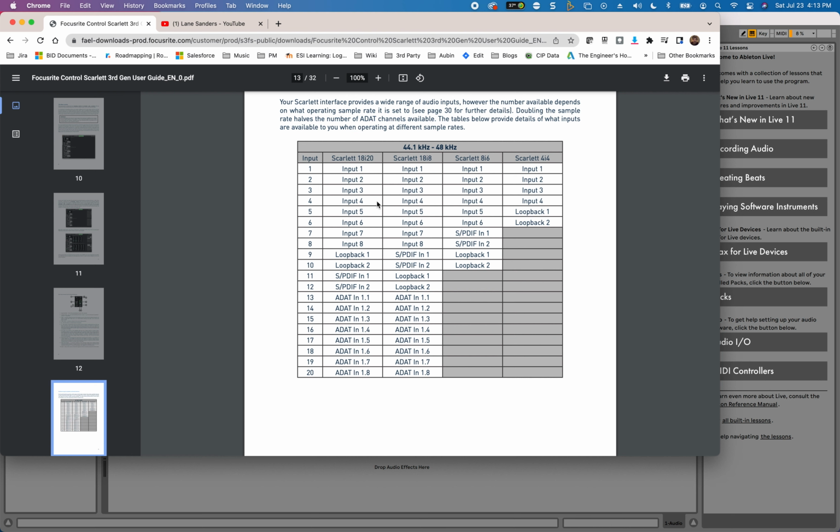Right, so the first thing, here's the Focusrite manual. I've got the 3rd generation, and you can see that for that recording rate, and I've got the 18i20, the Loopback 1 and 2 is on inputs 9 and 10.